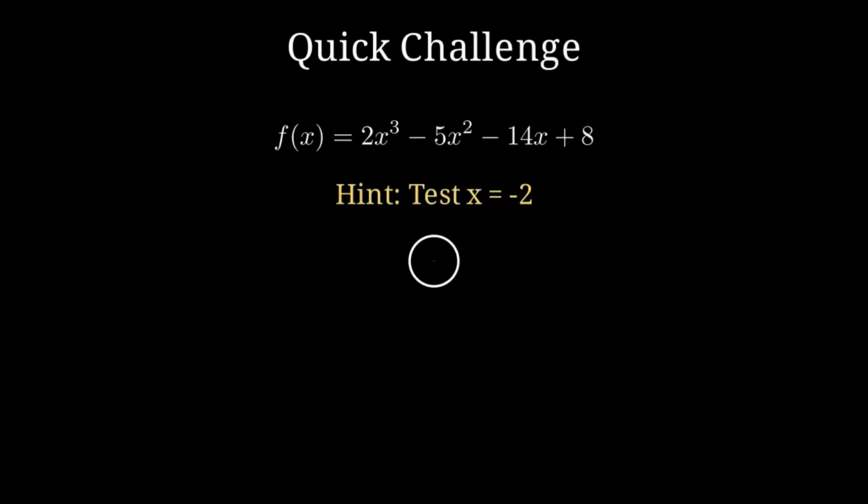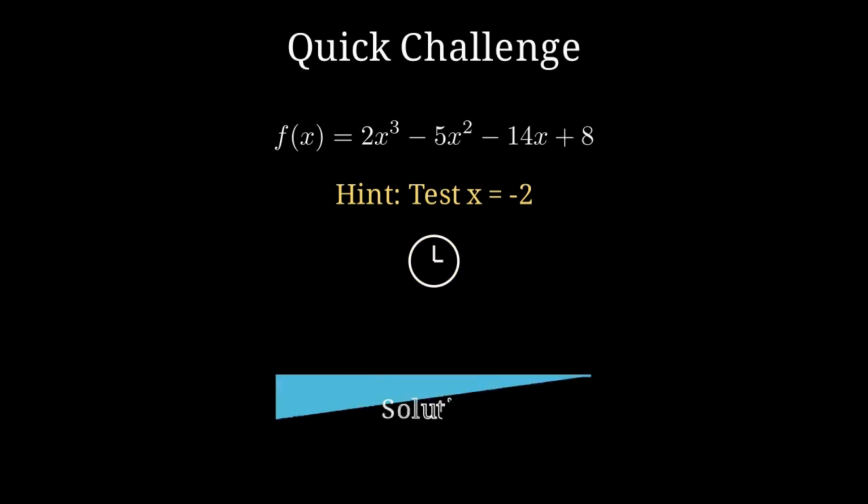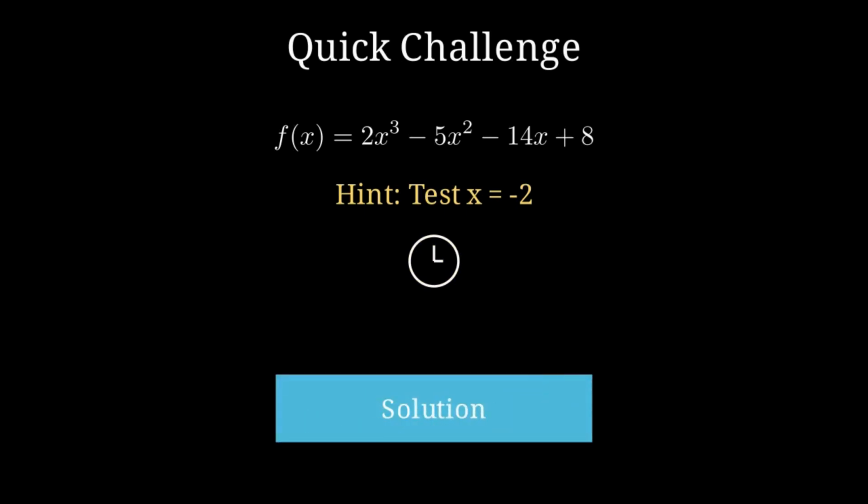Try this one on your own. Use the root x equals -2 as your starting point for synthetic division. You should find that the polynomial factors neatly into these 3 linear terms.